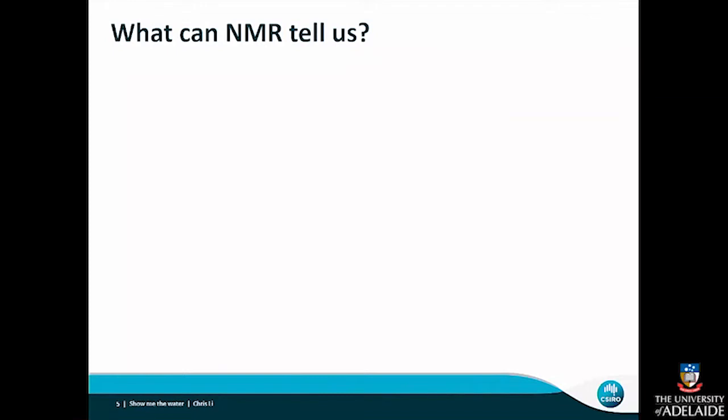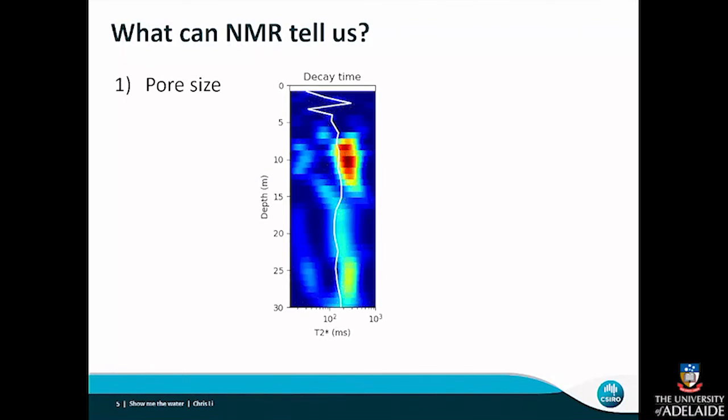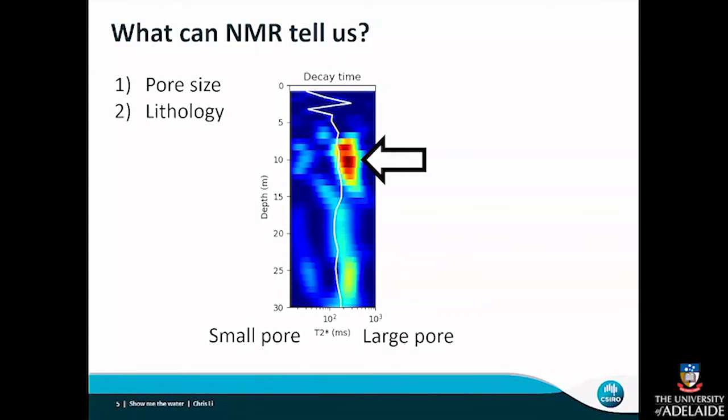So what can NMR tell us? Why is it so useful? Let's have a look at the results. In the plot here, the y-axis is depth, and the x-axis can be understood as pore size. And for example, what this plot is showing us is that at about 10-meter depth, the aquifer is dominated by relatively large pores. And this kind of information can be useful to help us to better understand the lithology.